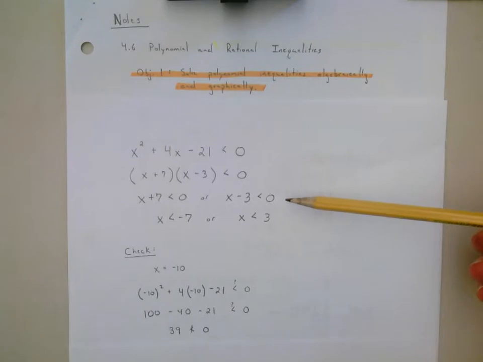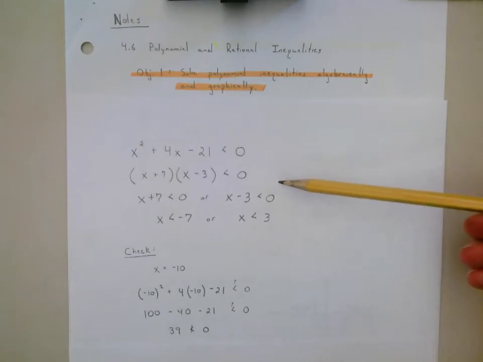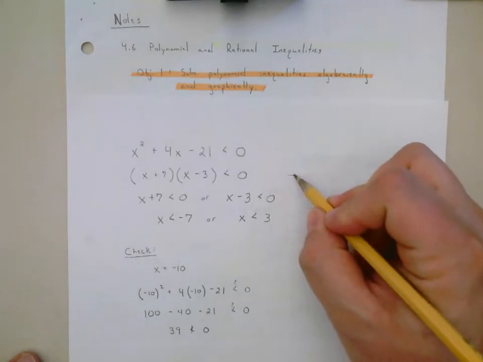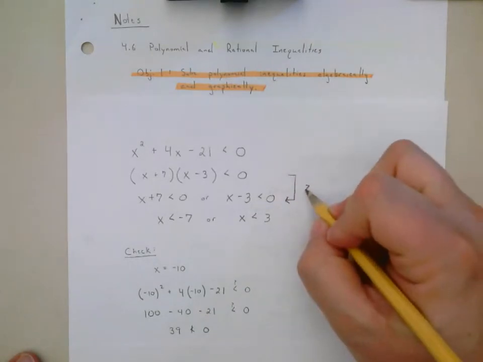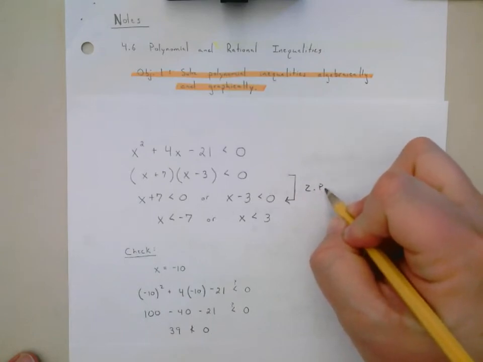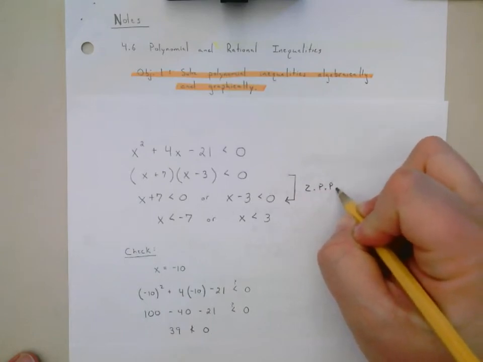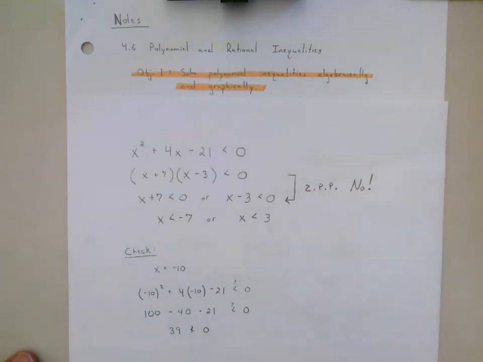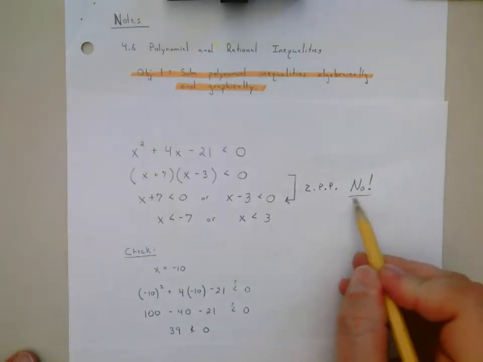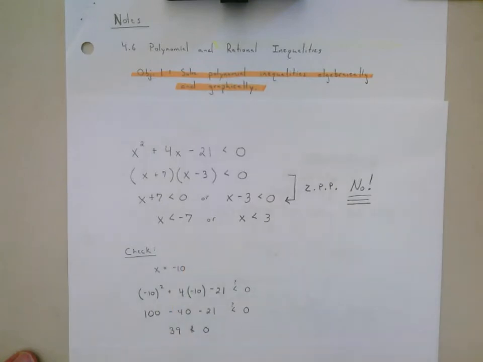What we've done is it appears that we have used the zero product property. Remember that the zero product property states that if the product of factors is equal to 0, then at least one of the factors must be 0. However, we don't have an equation here. We have not stated that the quadratic is equal to 0. And so we cannot use the zero product property, and all of this work fails.